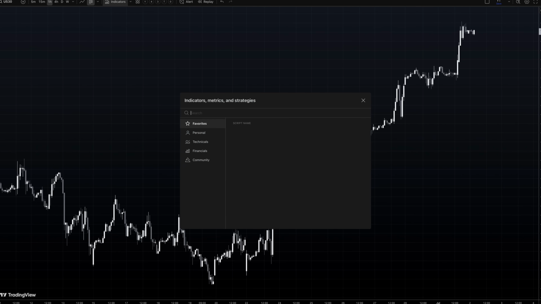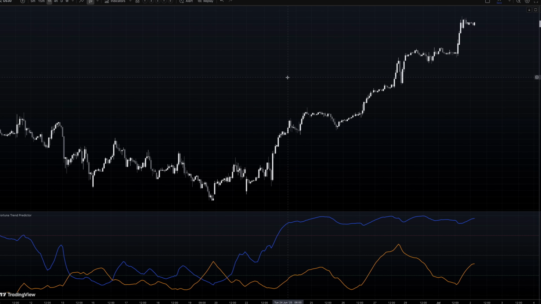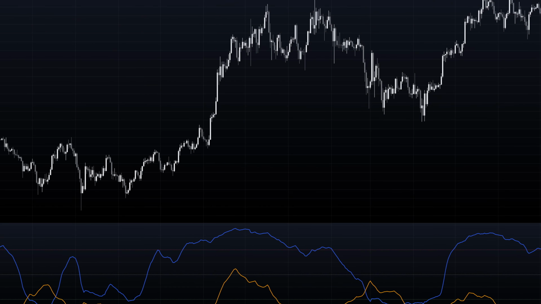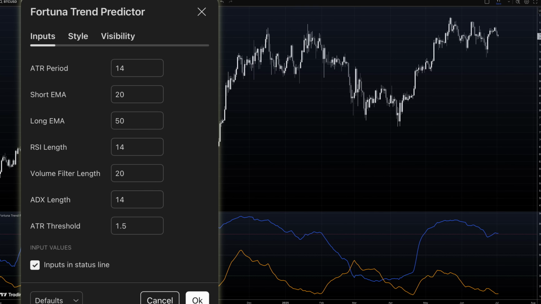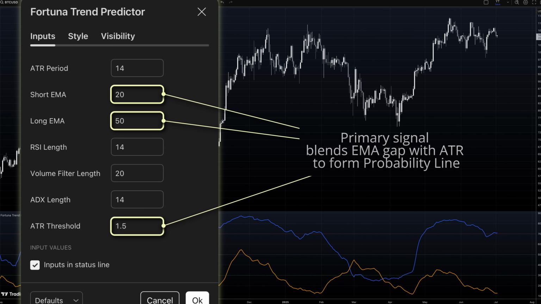Fortuna Trend Predictor. Created by Fortuna, this indicator synthesizes multiple technical components into a probability-based trend prediction system. The core mechanism calculates trend probability using the relationship between short-term, 20-period, and long-term, 50-period, exponential moving averages, normalized by ATR to create a percentage-based trend strength measurement ranging from 0 to 100.